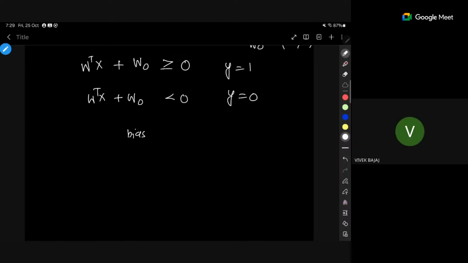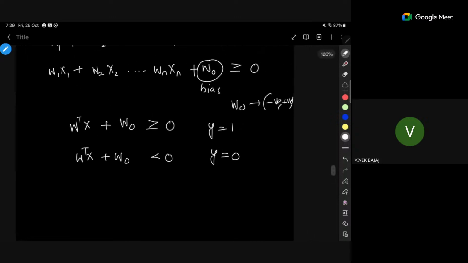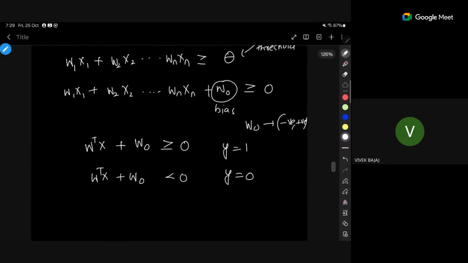One question, sir. I can take W naught as positive. Then how will it become a bias? Because my W transpose X has to cross that threshold for it to be greater than or equal to 0, right? Yes. So W naught should always be some kind of negative value, because I'm adding up all these other values.